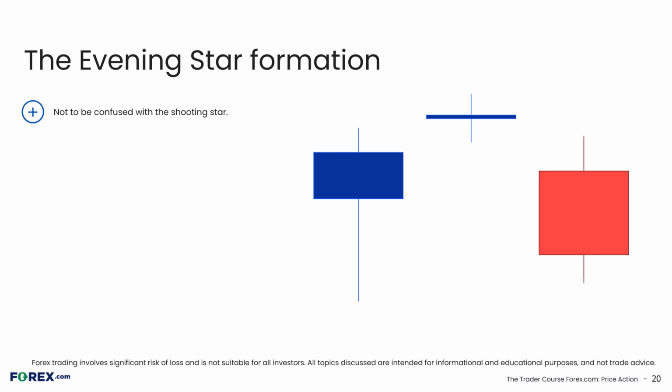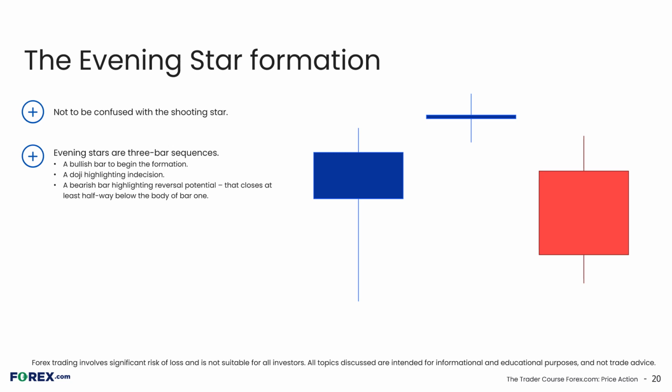On this slide, we'll get more in depth with the formation. One caveat and point of emphasis: the evening star and shooting star are completely different formations. The evening star is a three-body formation, whereas the shooting star is a single candle formation, which we will look at a little later. The attraction of the evening star is that it's a three-bar sequence that shows possible topping over multiple periods.